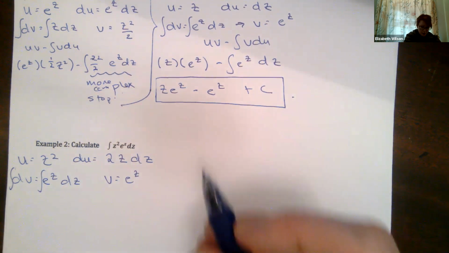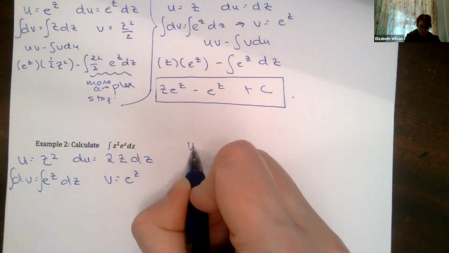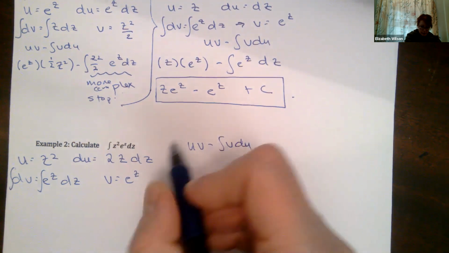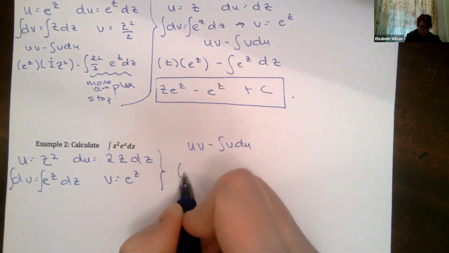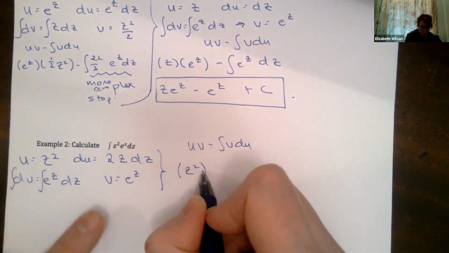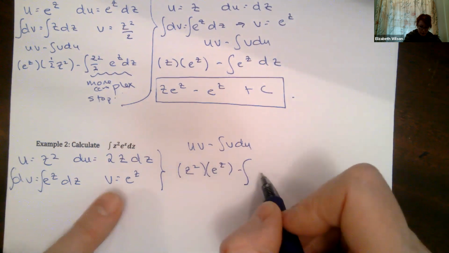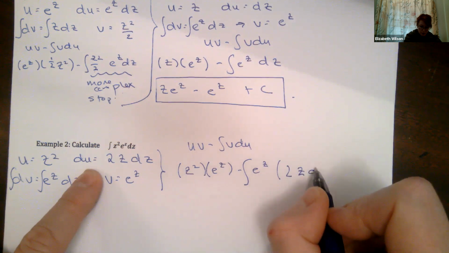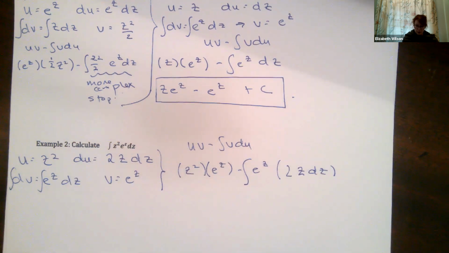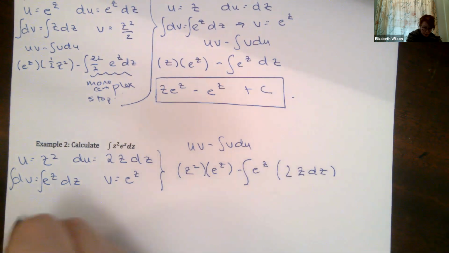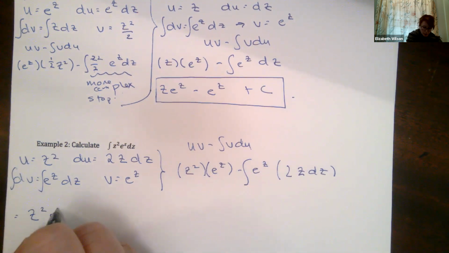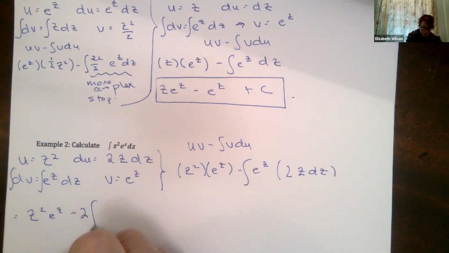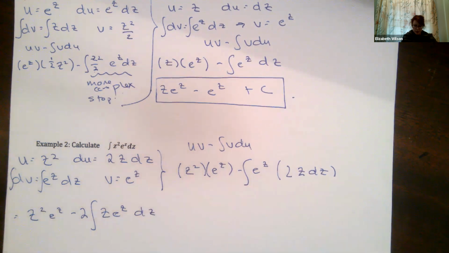Okay, so we're going to put this together into integration by parts. Remember uv minus integral of v du. I'm going to plug that into here. So my u, z squared, my v, e to the z, minus the integral of v, e to the z, and my du is going to be 2z dz. Okay, so I'm going to bring the 2 out. Let's rewrite this down here. So I've got z squared e to the z minus 2 times the integral of z e to the z dz. Right, I just brought the 2 outside my integral right there.